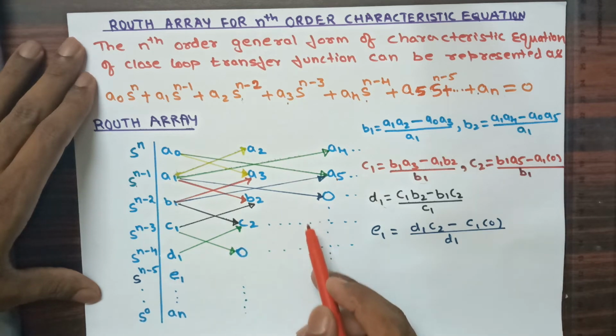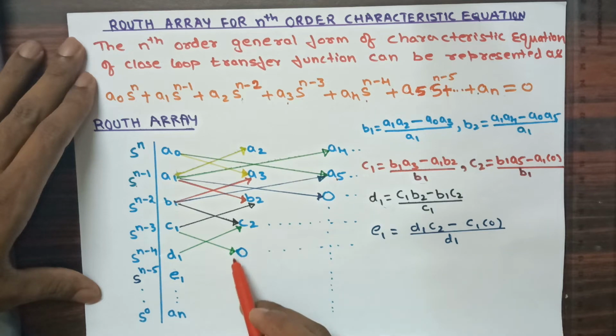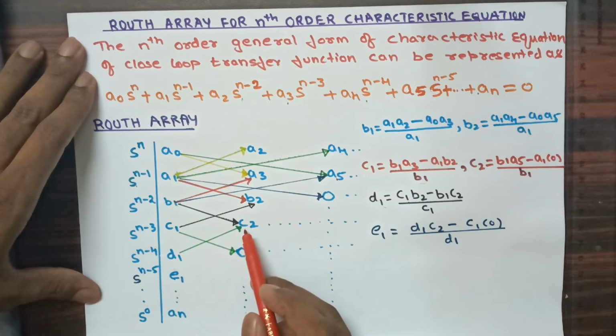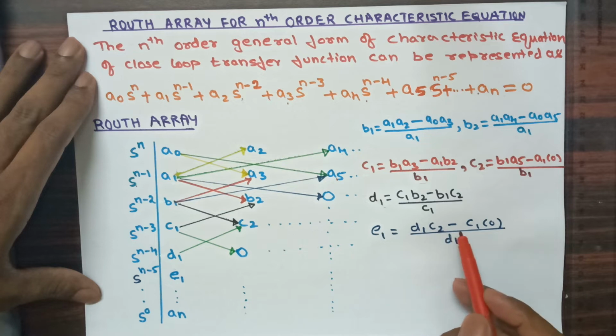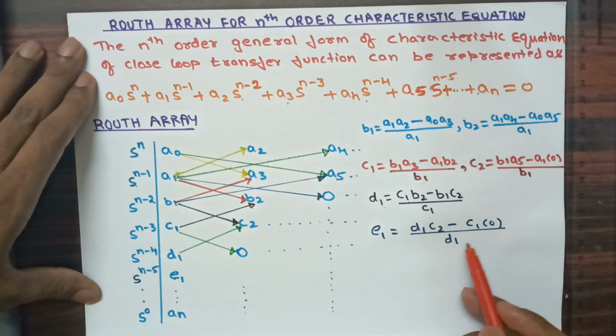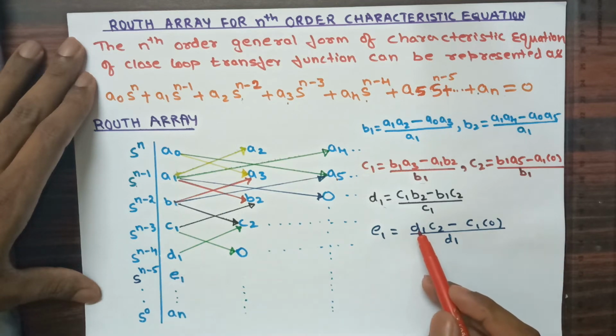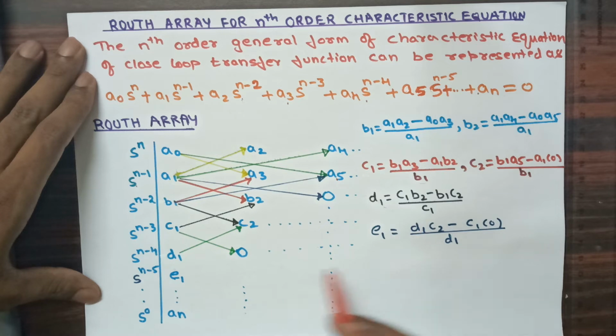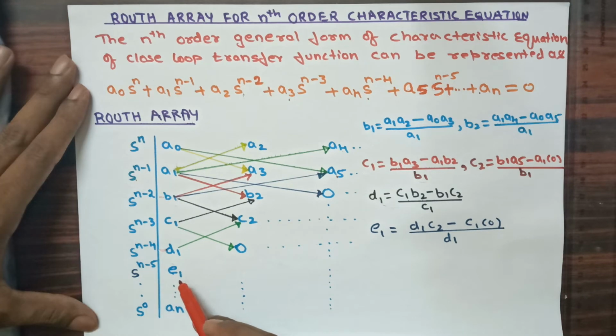Next, here I have not shown any values, therefore I have considered this value as 0. To get the sixth row, you can see D1 into C2 minus C1 into 0, so the whole divided by D1. You can see here the first value I have considered in the denominator. So this whole value I have equated to E1, and here I have represented that by E1. In this way we are going to continue the multiplication till AN.